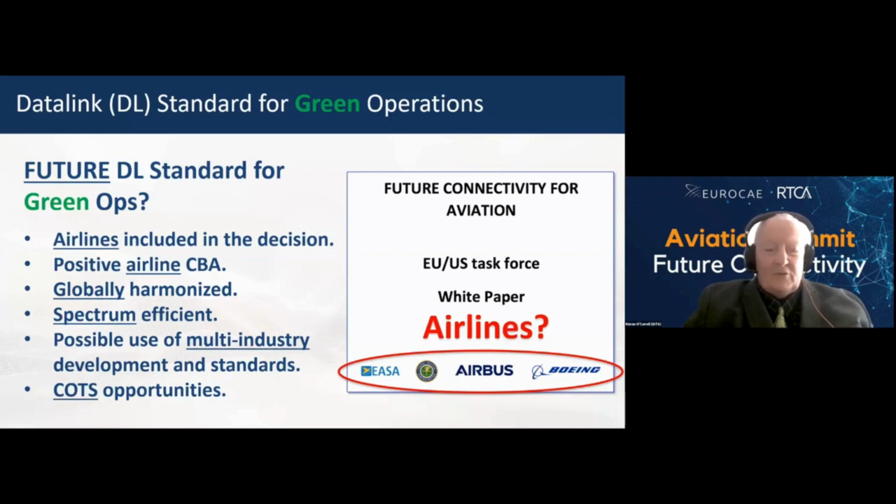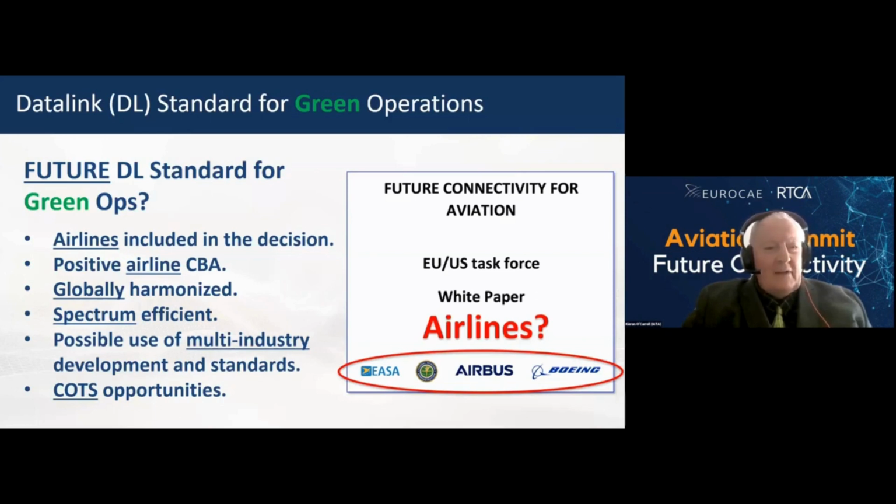We need some spectrum efficiencies because, let's face it, some of our legacy systems were designed back in the 40s or earlier, and frankly, we are getting tremendous commercial pressure from the telecommunications industry. All I need to say is 5G and $1 billion for a sliver of spectrum, and you can imagine the type of pressure that is coming towards the aviation industry.